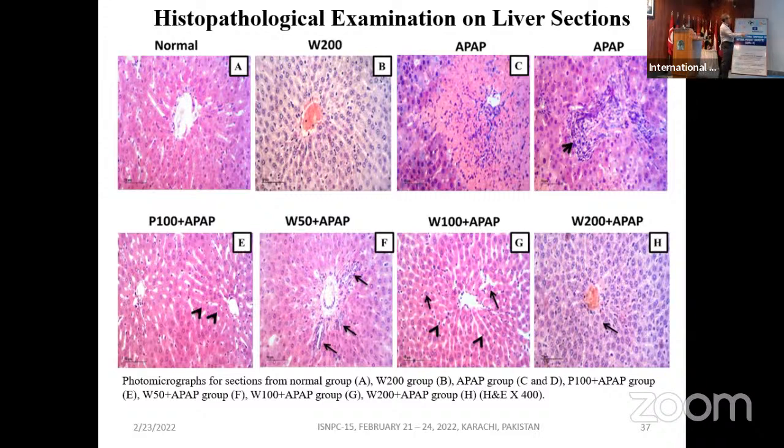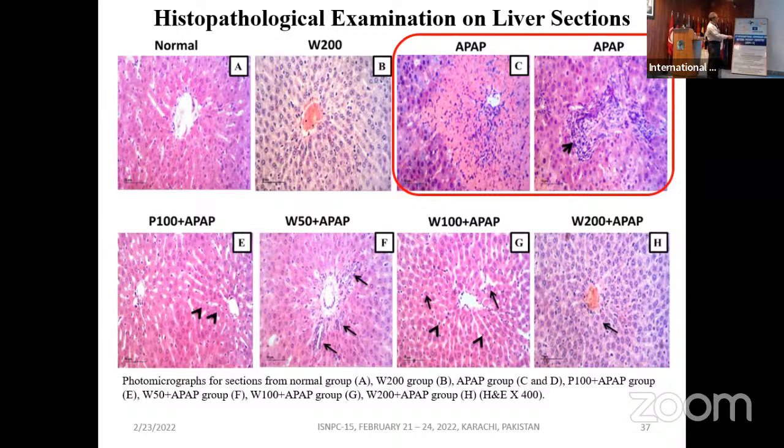Here, the normal hepatocytes. Here, after using paracetamol in a high dose, it produces necrosis in the liver cells and infiltration of macrophages. The white flower extract, in a low dose, actually produced very good results, similar to the purple flower extract.